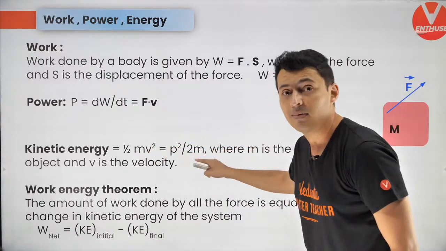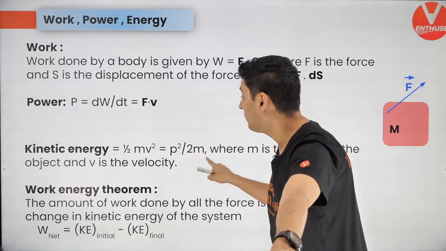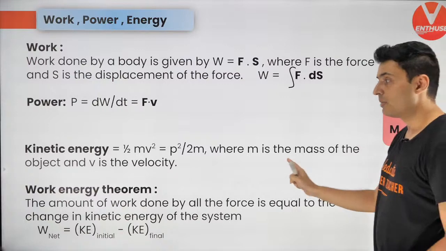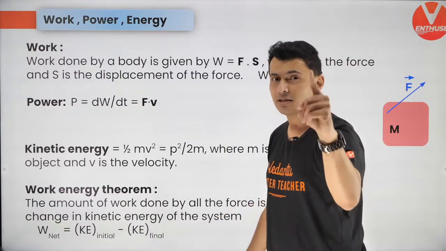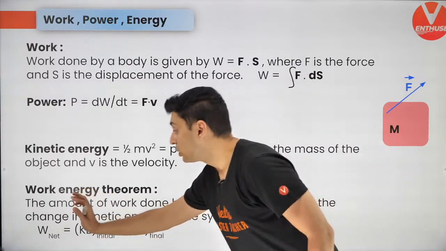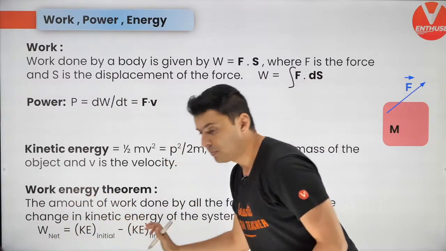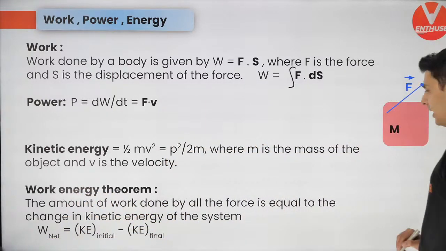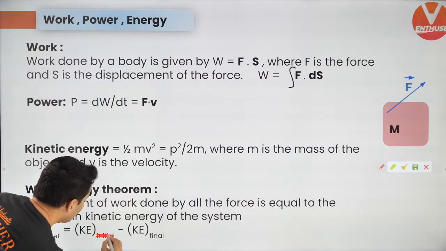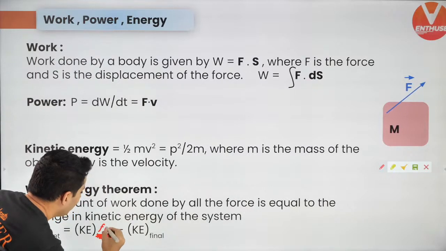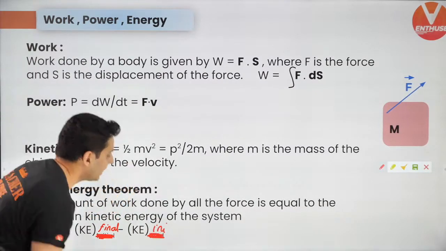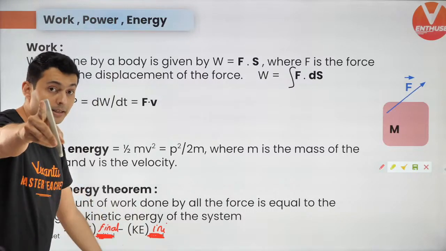Kinetic energy is half mv square. Also, another important form, p square by 2m, where p is momentum. Keep this in mind. And all the lecture slides will be given to you in the Telegram group. Work energy theorem. Total work done is, oops, this was supposed to be final minus initial. My bad. So final minus initial kinetic energy.